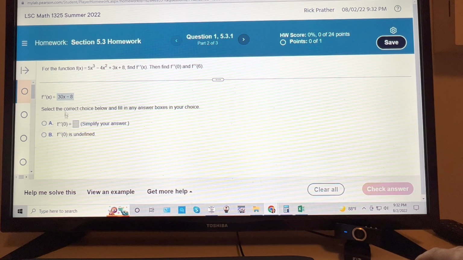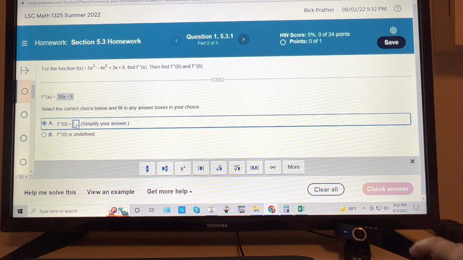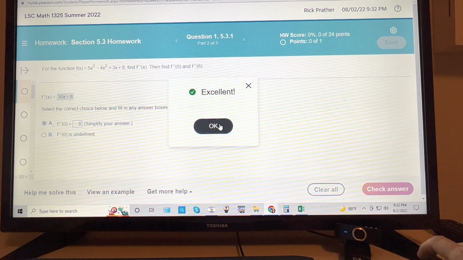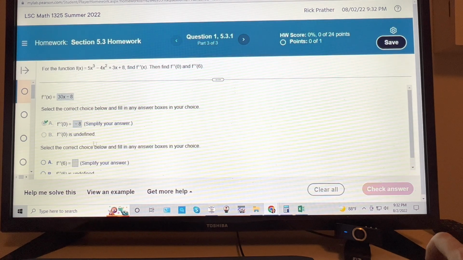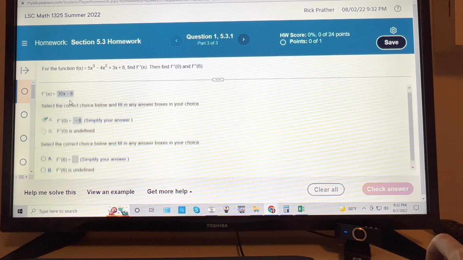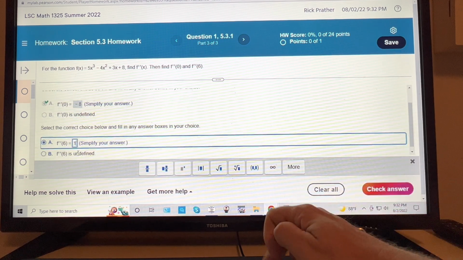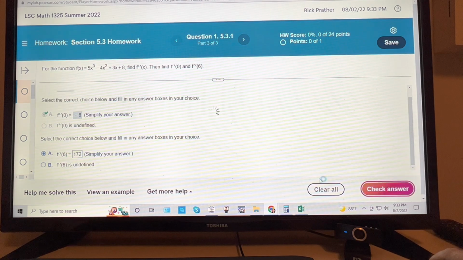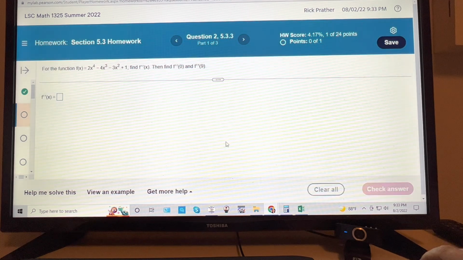Plug a 0 in, and you get 0 minus 8, which is negative 8. Plug a 6 in. 6 times 30 is 180, minus 8 is 172. And later, we're only going to care if these answers are positive or negative. Okay, same deal. We can skip that one. Pretty much the same, so this one's pretty quick.